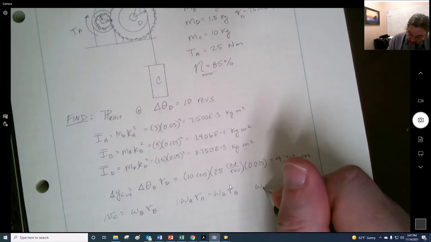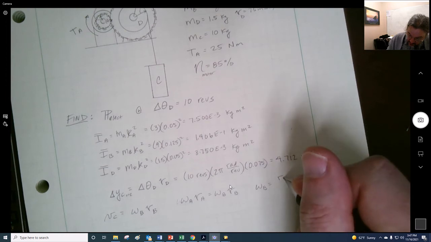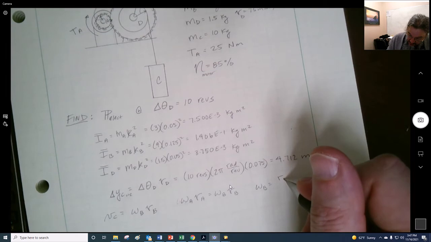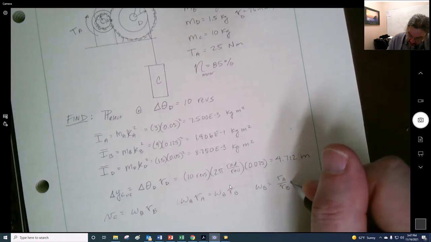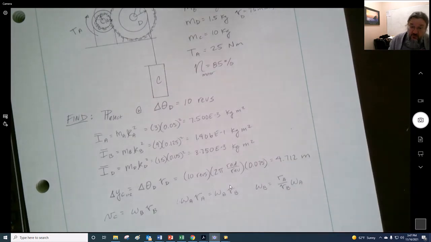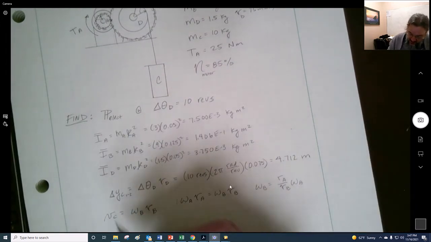So omega B is equal to RA over RB times omega A. All right, so now I have omega B in terms of omega A. Now I need the same thing right here. So I'm going to stick this back into there.